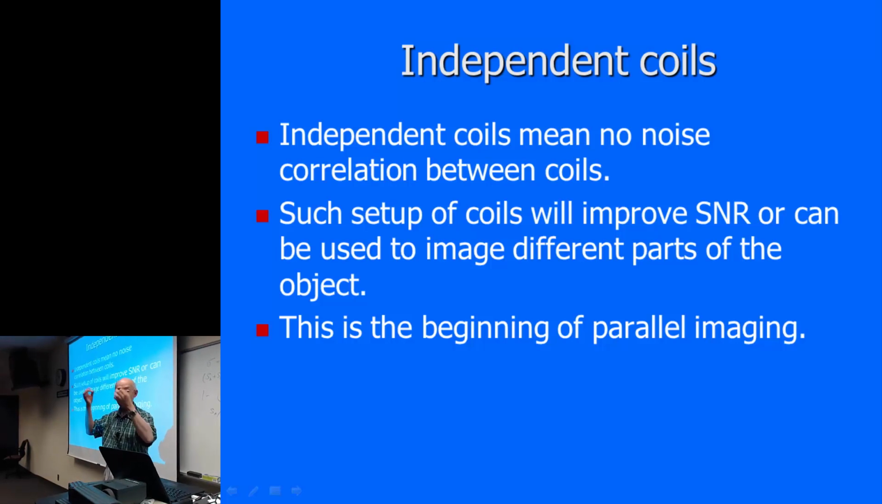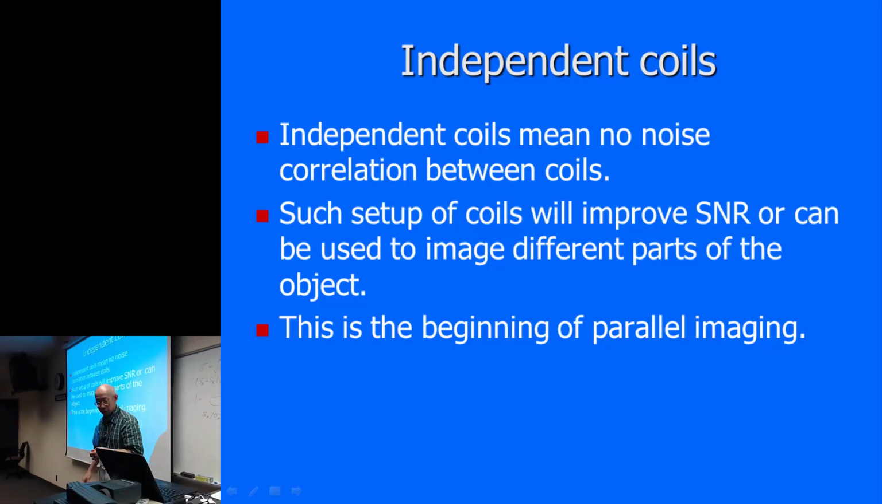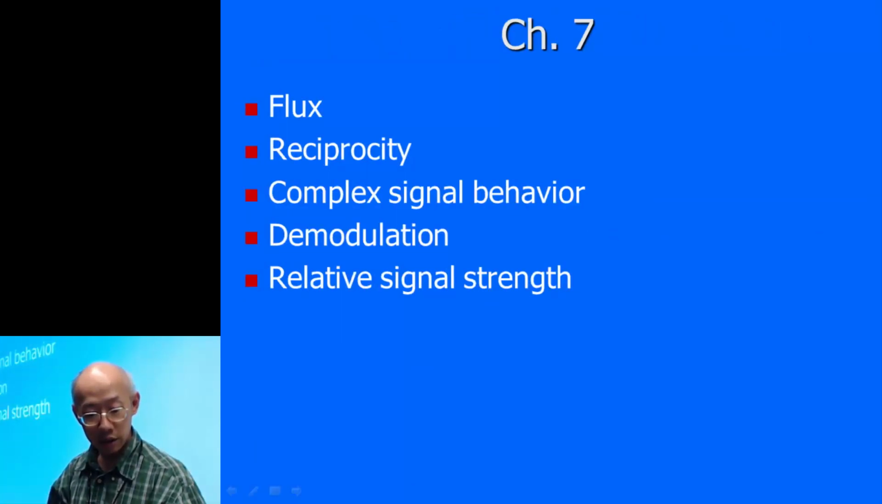But in order to do this, you must get rid of the crosstalk or the mutual inductance between these two coils. So that's the engineering behind it. Okay. Now here, we are not teaching parallel imaging, and this is the added chapter in the second edition of the book. So that's the difference. Okay, so any questions?